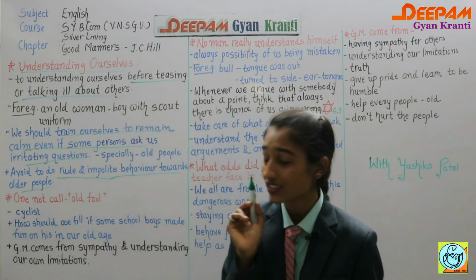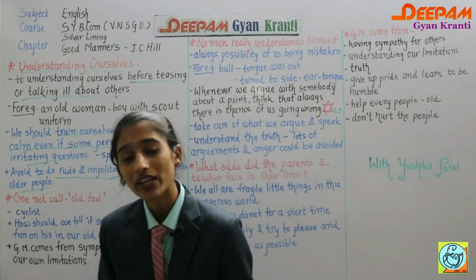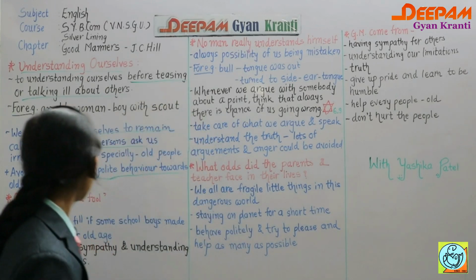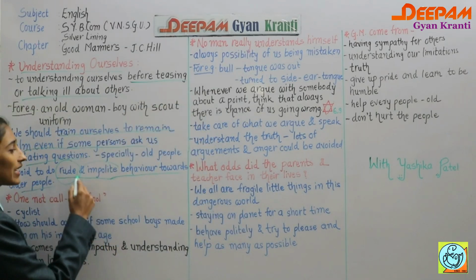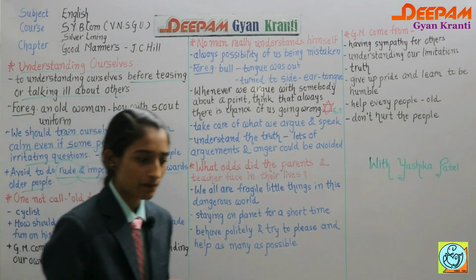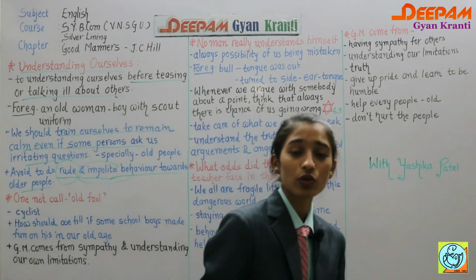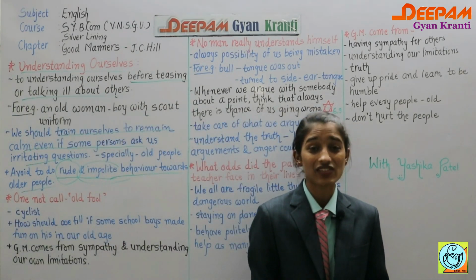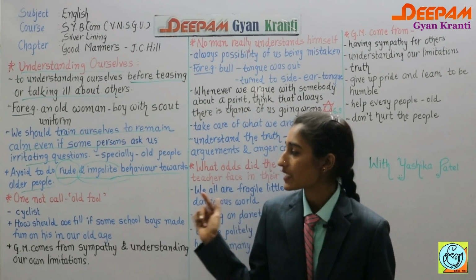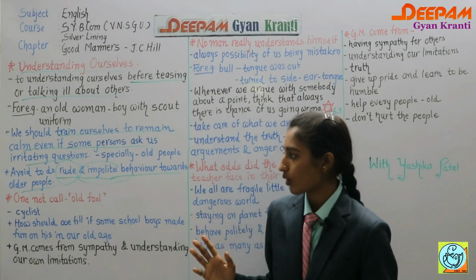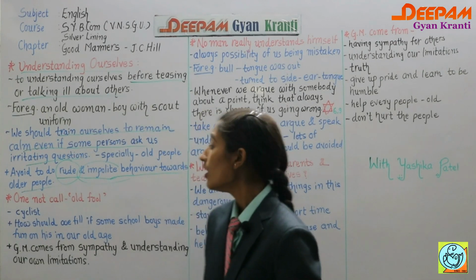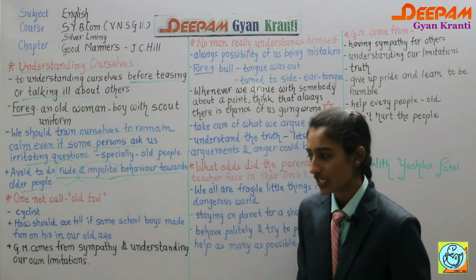One more important thing, that we should avoid certain kinds of, you can say, rude behavior or impolite behavior. We are doing the same thing. Even we are doing rude behavior with our parents also, with our teachers also, but especially we have to ignore all that. We have to avoid the rude and impolite behavior.